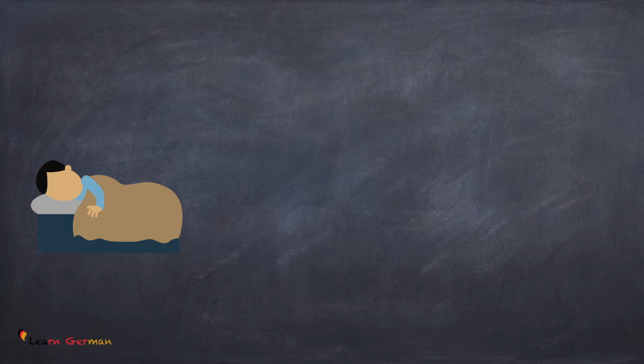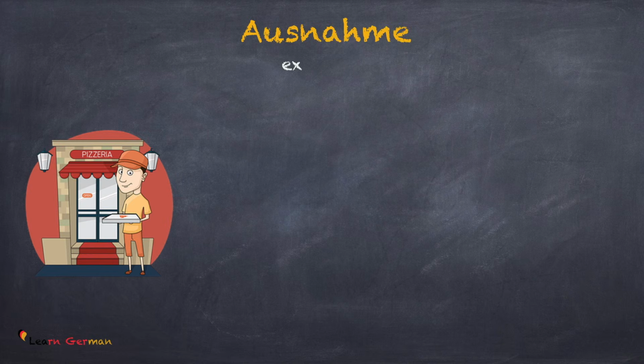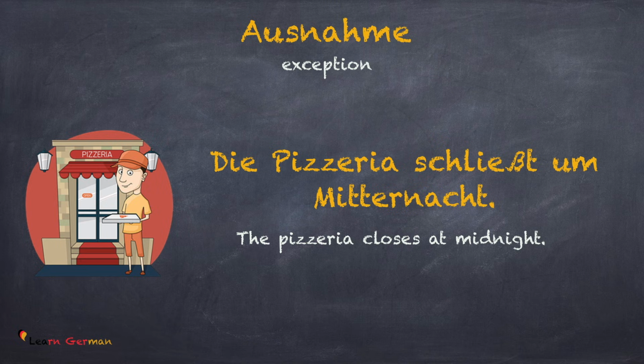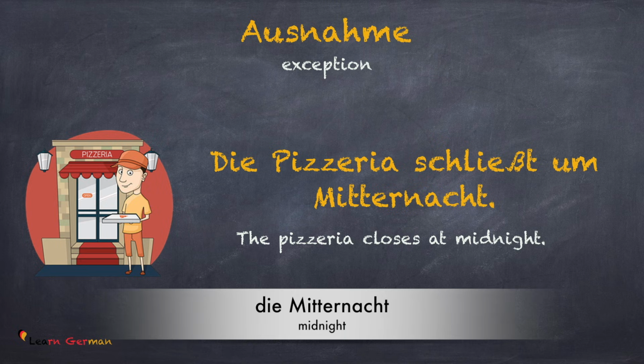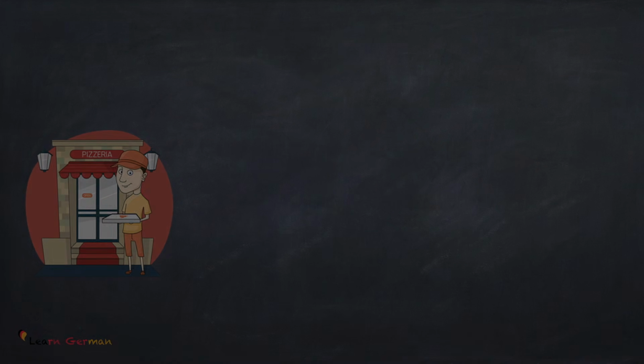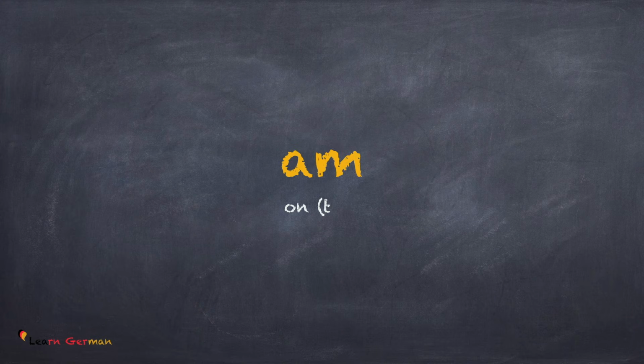The basic use of um is with time, but there is one exception. Ausnahme. Die Pizzeria schließt um Mitternacht. With other parts of the day, one would use a different preposition, but with Mitternacht, you would use um. Let's move on to the next one.